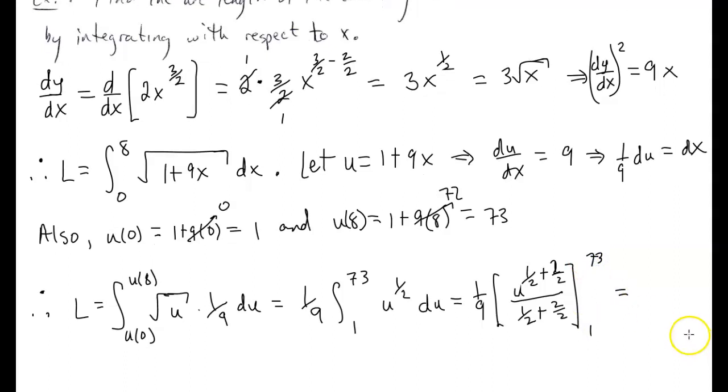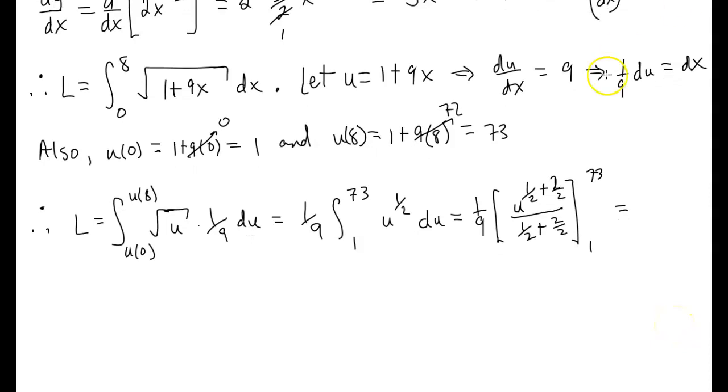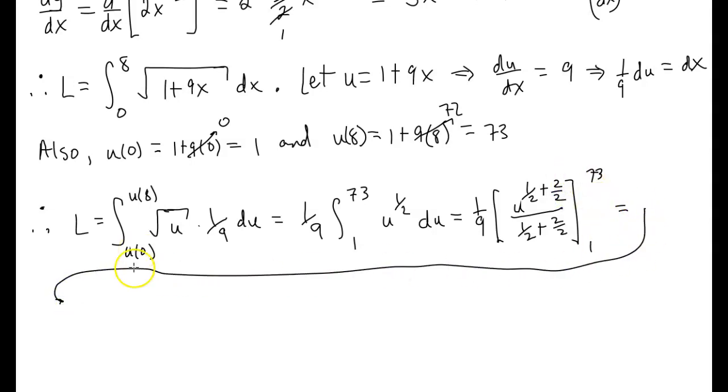And from here, we'll just carry out the calculations moving forward. Let me go ahead and change this right quick, because that doesn't look too hot. Yeah, that looks better. All right, so this will be 1/9. On the inside here, our denominator is going to be 3 over 2, which will be 2 over 3, and we will have u raised to the 3 over 2 here. We'll evaluate that from 1 to 73.